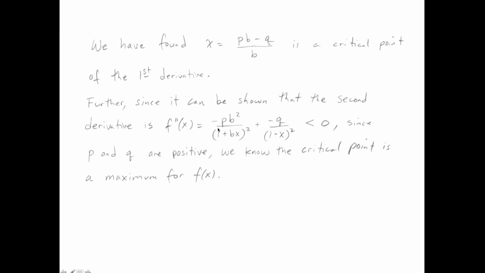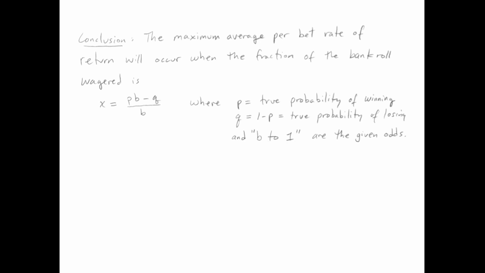And since it's negative, I know that it's concave down. The curve is concave down at the critical point, and therefore I know that there's a maximum at the critical point. And that's the crucial thing. I'm trying to find the value of x that maximizes that function f. So here's the conclusion. The maximum average per bet rate of return will occur when the fraction of the bankroll wagered is this amount: x equal to p times b minus q, everything divided by b.